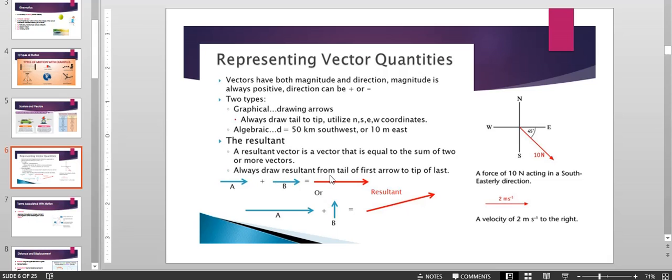Always draw the resultant from the tail of the first arrow to the tip of the last arrow, and hence you will get a bigger resultant vector. As in this case, a force of 10 Newton acting in a southeasterly direction. Here is this vector showing the magnitude as well as the direction of the force.